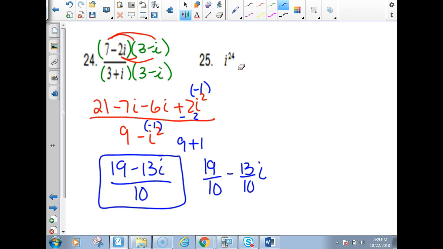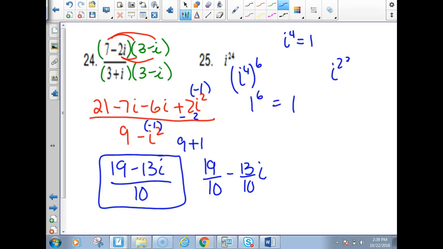We're going to do i to the 24th by saying we know that i to the 4th power is 1. So there are 6 i to the 4th there. i to the 4th times 4 times 6 is 24. I'm using the power property of exponents. And i to the 4th is 1. So we got 1 to the 6th, which is 1.